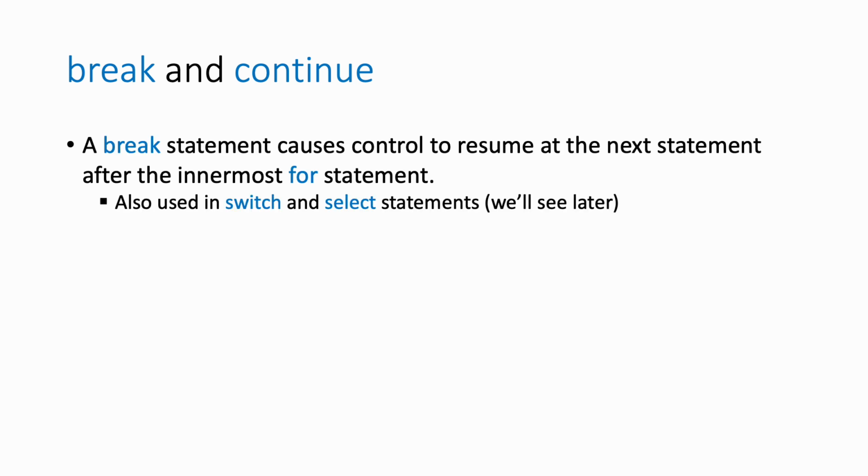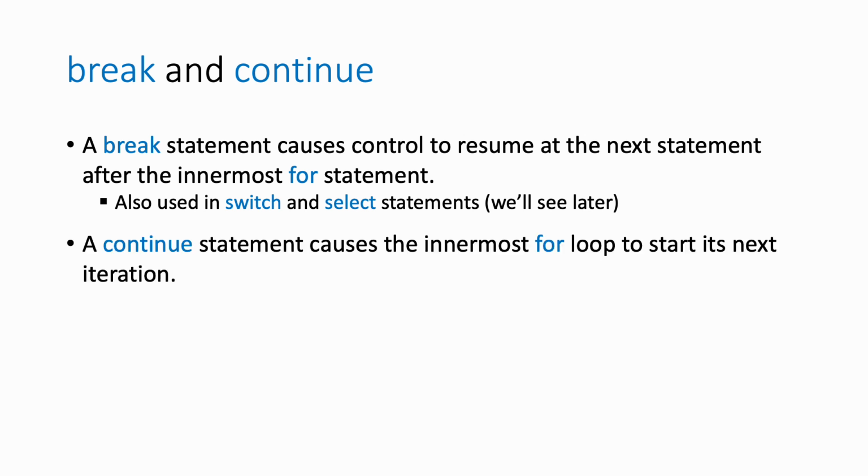The execution of a loop can be altered by a break or continue statement in the loop body. In general, the break and continue statements modify the flow of control. A break statement causes control to resume at the next statement after the innermost for statement. It is also used in the switch statement and the select statement, which we will see later. A continue statement causes the innermost for loop to start its next iteration.